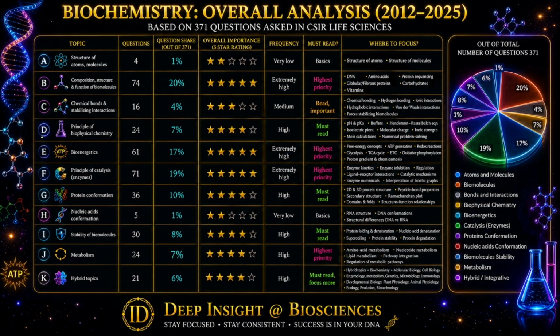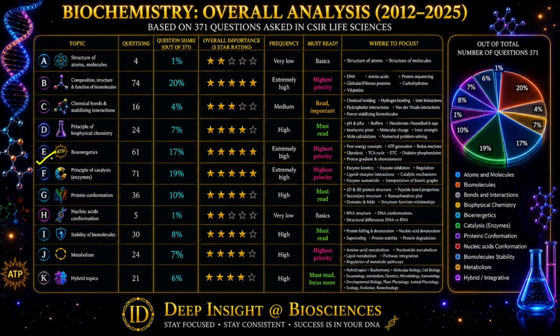Topic D is the principle of biophysical chemistry. It contributed 24 questions, equal to 7% of the total. It carries a 4-star importance rating and appears with a high frequency. So it is a must-read topic. Focus on pH and pKa, buffers, the Henderson-Hasselbalch equation, isoelectric point, molecular charge, ionic strength, mole calculations, and numerical problem solving. This section contains both conceptual and calculation-based questions. So regularly, numerical practice is essential.